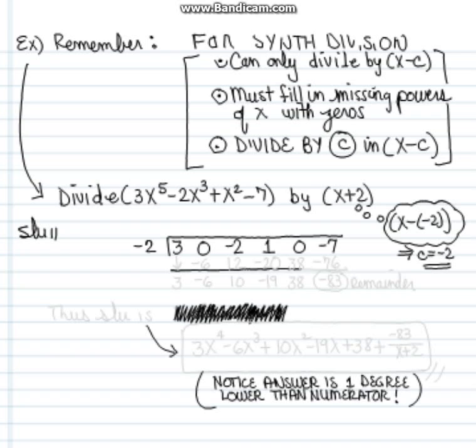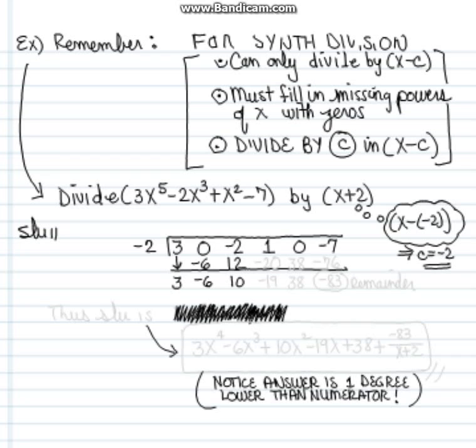So we're going to bring down the 3 and then multiply. Negative 2 times 3 is negative 6. So list that underneath the 0. Add. 0 plus negative 6 is negative 6. Now multiply the negative 2 out in the front times the negative 6 and put it under the negative 2. That's positive. Negative 2 times negative 6 is positive 12. Now add, you get 10.